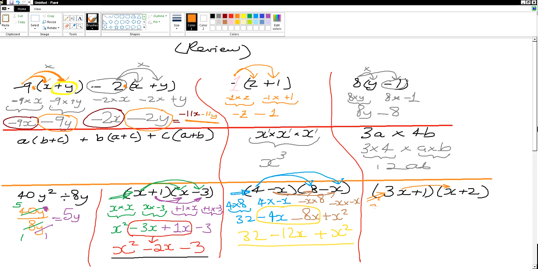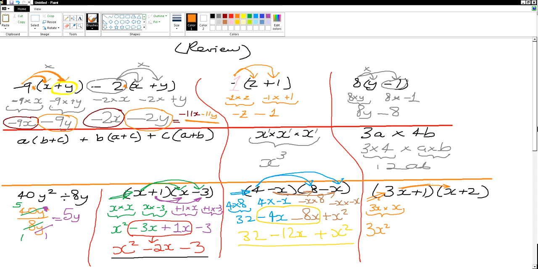X. Lovely. Let's write that down. So 3x times by x. Right. What is 3x times by x, Mr. Ali? Finish this part off. What will that give us? 3x times by x will give us what? 3x squared. That'll give us 3x squared.